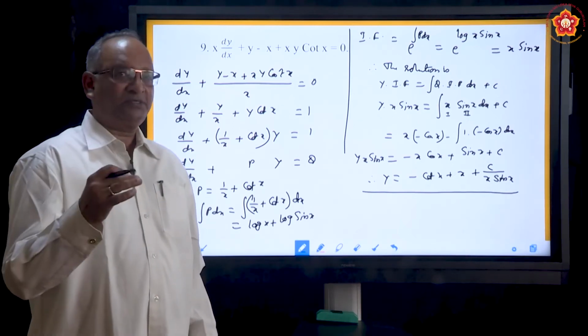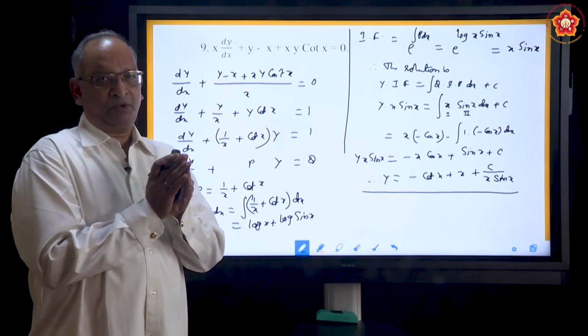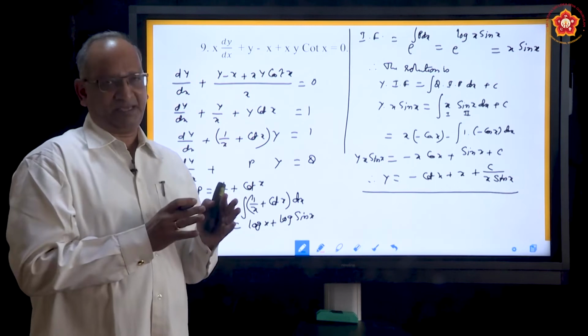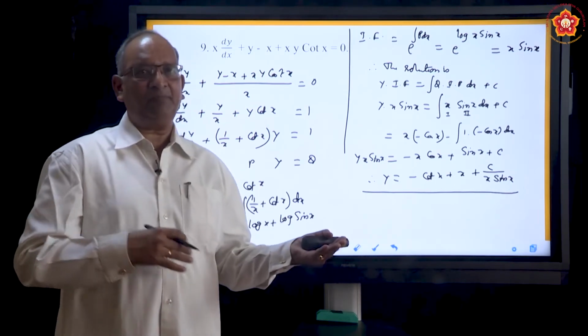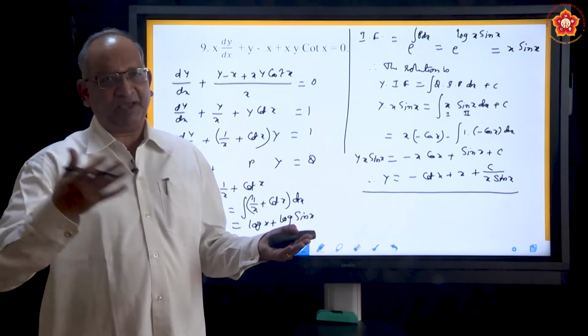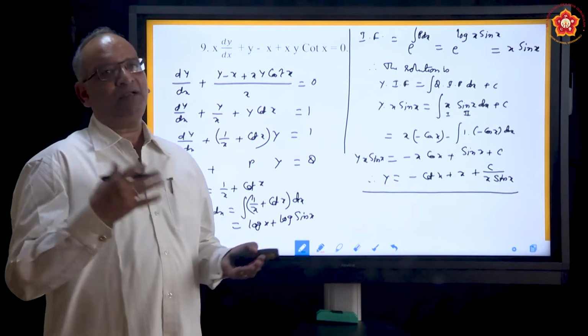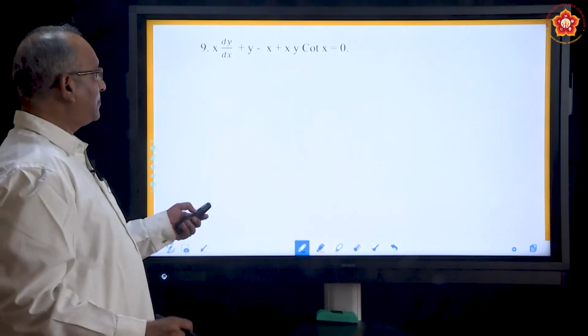So, sometimes it is not very well defined what is P. After 2-3 steps you get to know what should be taken as P. Sometimes there is confusion whether it is dy by dx type or dx by dy type. Actually, we have not done any problem based upon dx by dy type. Once we do that, you will be able to understand. We will move to the next problem.